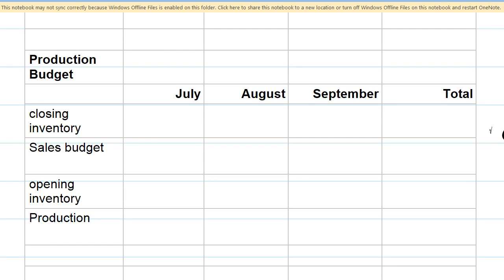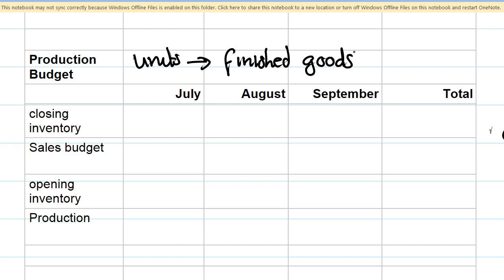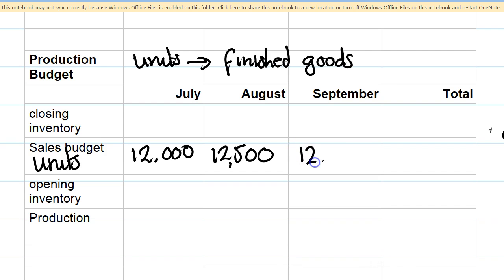Now the production budget is in units, and we're looking at finished goods. So the first thing we put into the production budget is our sales units. These are the figures that were given to us in the question and were used in the previous part. 12,000 units in July, 12,500 in August, and 12,100 in September. Those are the units that we need to sell. That's what our customer demands. But that's not necessarily what we need to make.